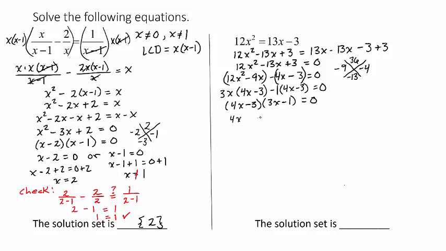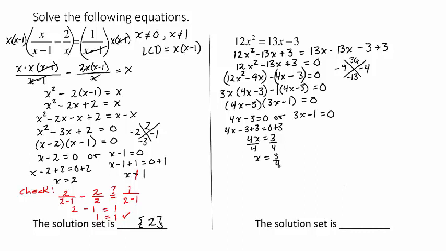equals 0 or 3x minus 1 equals 0. And to solve them both, in this first equation, I'm going to have 4x minus 3 plus 3, got to add 3 to both sides, equal to 0 plus 3. That will give 4x equal to 3. And I have to divide both sides by 4. So x is equal to 3/4.